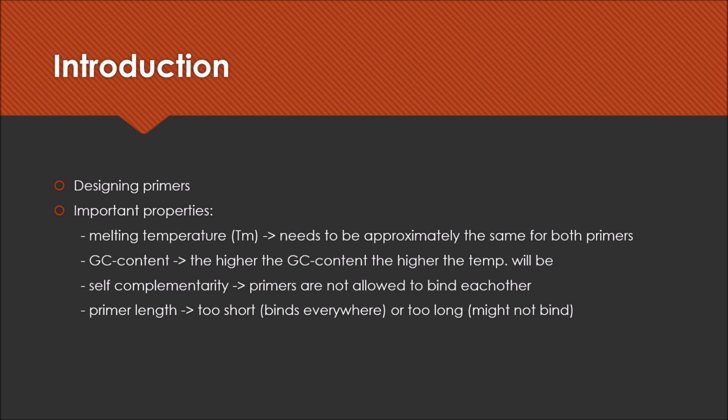Lastly, we have the length of the primer. If the primer is too short, it will not be specific enough. This is especially so when we have a very large DNA sample. So the chance is very big that there will be a lot of sequences where the primer can bind. So then we will have a lot of product on our agarose gel that we don't need. The primer can also be too long, and in that case it might not bind because it can't find the sequence.